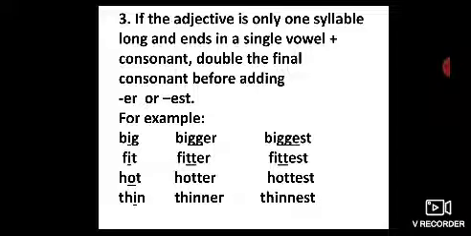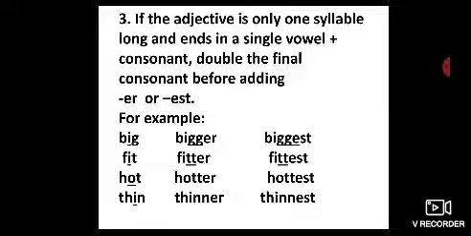Now, check the example. In these examples, you can see the first adjective, big. Here, the single vowel is I, and after I, the consonant given is G. So, to change into comparative, you have to double that G. The spelling will be bigger. In the same way, to change into superlative, before adding EST, you have to double that consonant. So here, bigg, we have doubled the consonant and then EST is added.